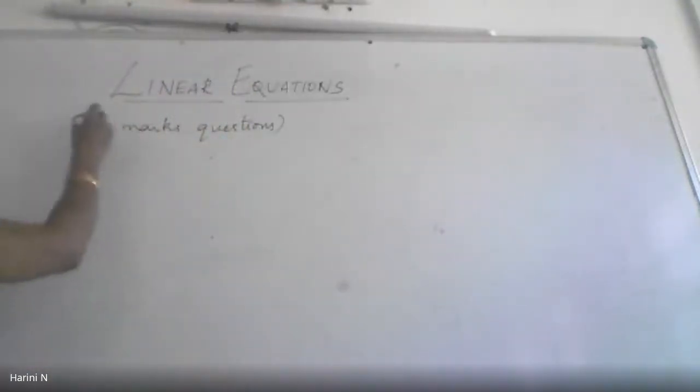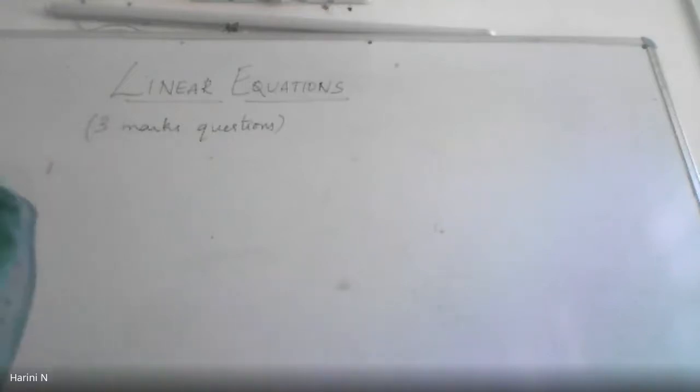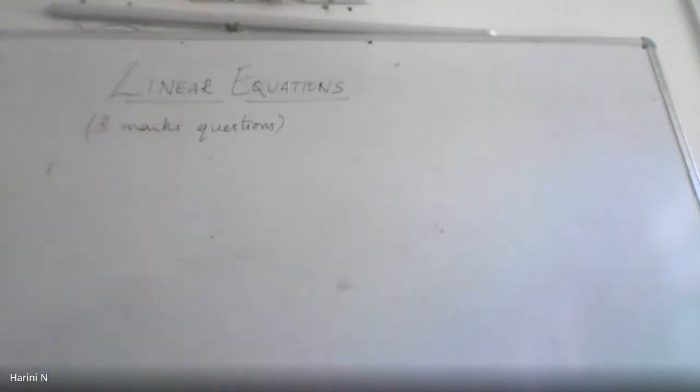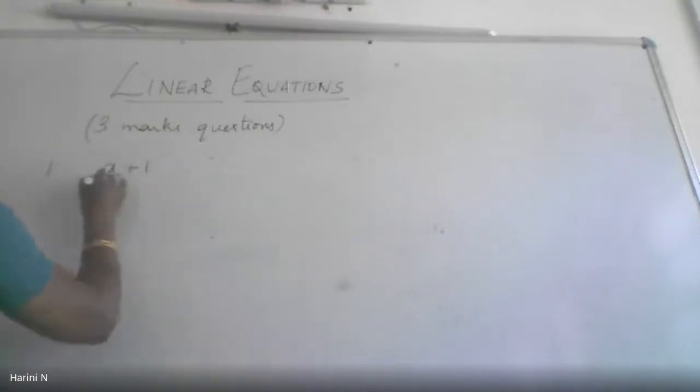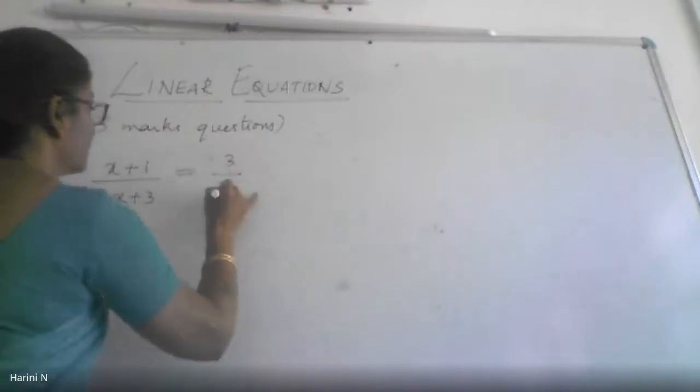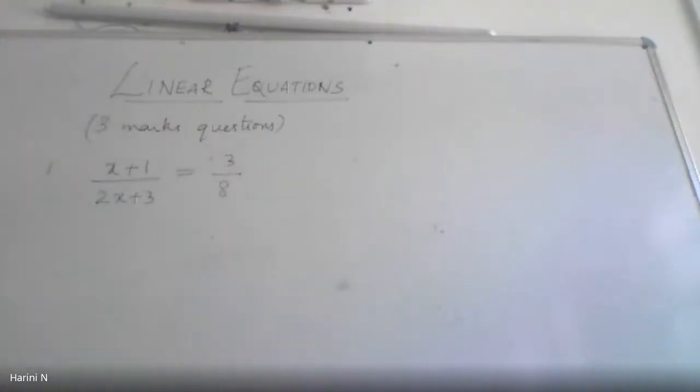So moving on to the 3 marks question. First one. So here you will get equations which can be further reduced before you go and solve it. Like for example, I have (x plus 1) divided by (2x plus 3) equals 3 by 8. So this is the problem given to me. I have to solve for x.